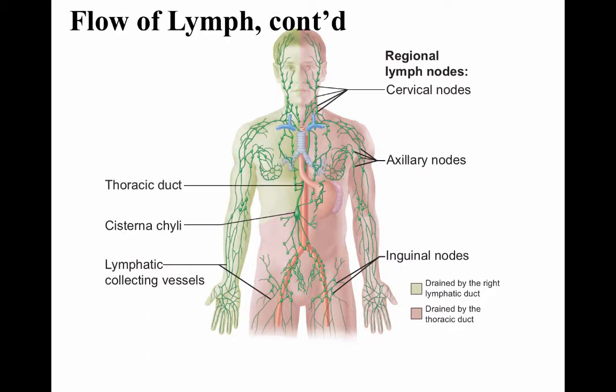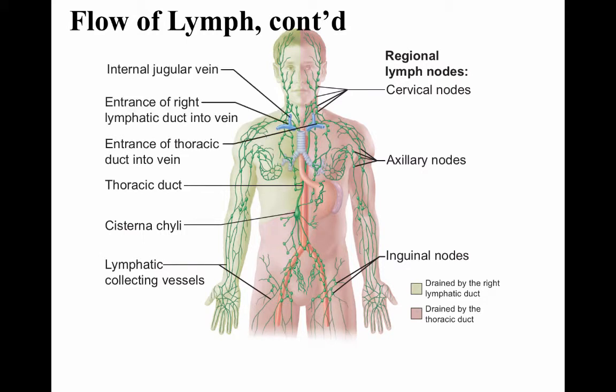The thoracic duct is a key duct that then is going to continue up and drain into the venous blood flow at the entrance of the thoracic duct into the vein. So again, that junction of the internal jugular vein and the subclavian junction is usually where these ducts are emptying into the venous blood flow.